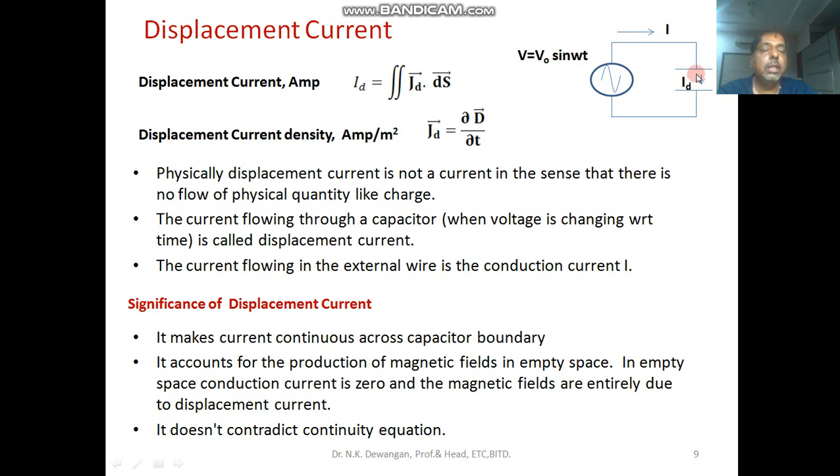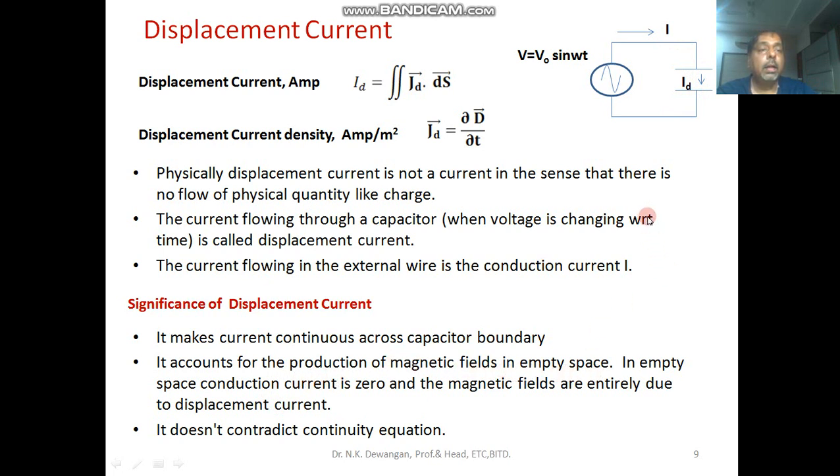So what is the significance of this and how do you define displacement current? Displacement current is not a current in the sense that there is no flow of a physical quantity like charge. Here there will be no physical quantity like electron charge, and it is the current flowing through a capacitor, the same as the current flowing in the external wire. What is its significance? It makes current continuous across the capacitor boundary. We get continuous current over this loop because of displacement current, and it accounts for the production of magnetic field in empty space.